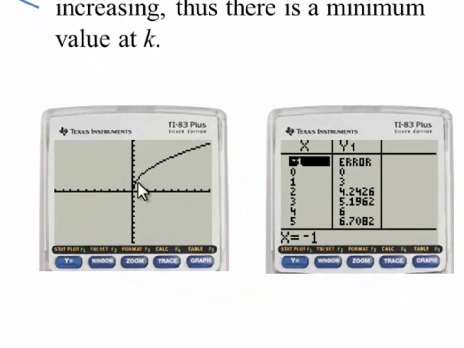The x values are all positive and 0. If we have a negative, it's undefined. If we look at our y values, the smallest y value is 0. So the y's can be 0 or greater than 0, but it can't be less than 0.